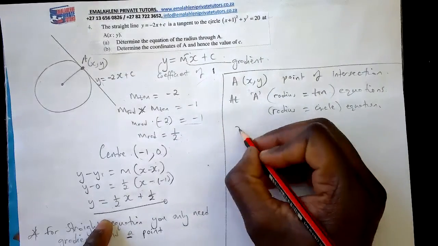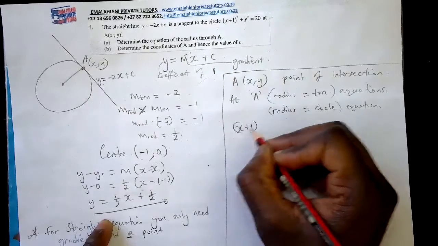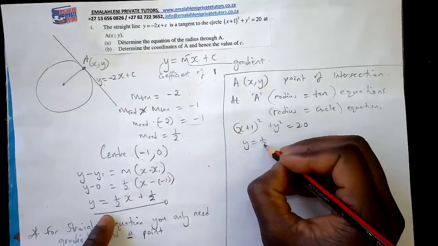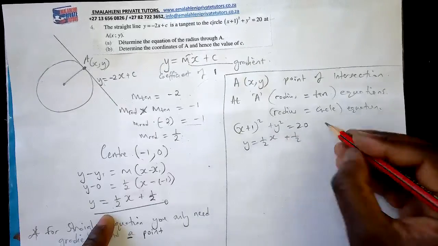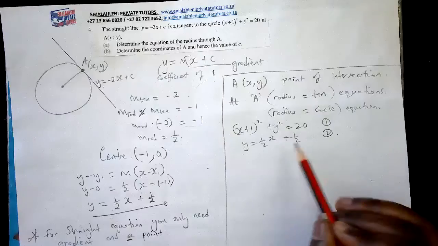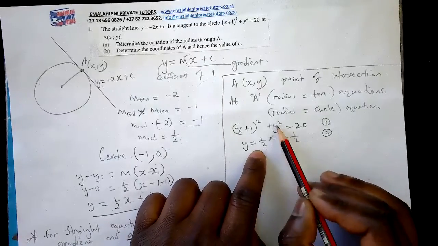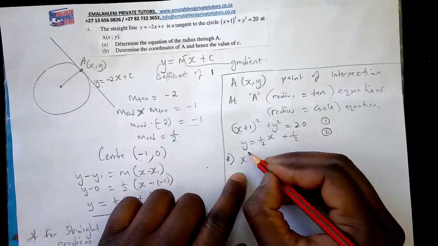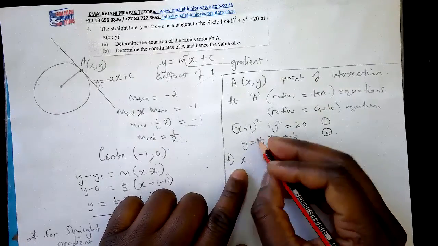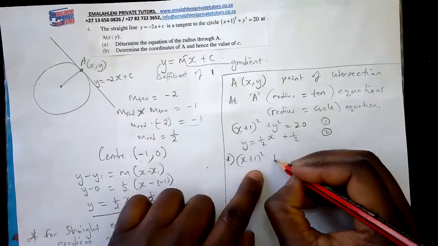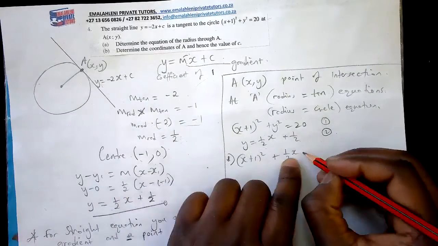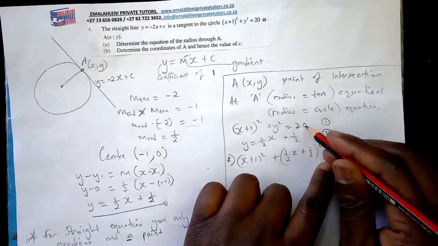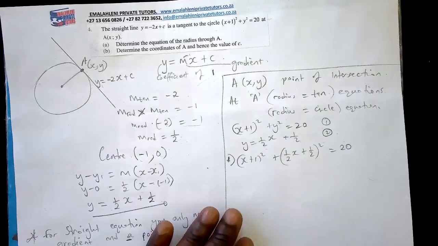So we have the equation of the circle, (x + 1)² + y² = 20. Then y is equal to half x plus 1 over 2. This is equation 1, this is equation 2. From equation 2, we see that y is equal to this, so we're going to substitute for y in equation 1. It's going to be (x + 1)² + (half x + half)² = 20. Then we solve for x.